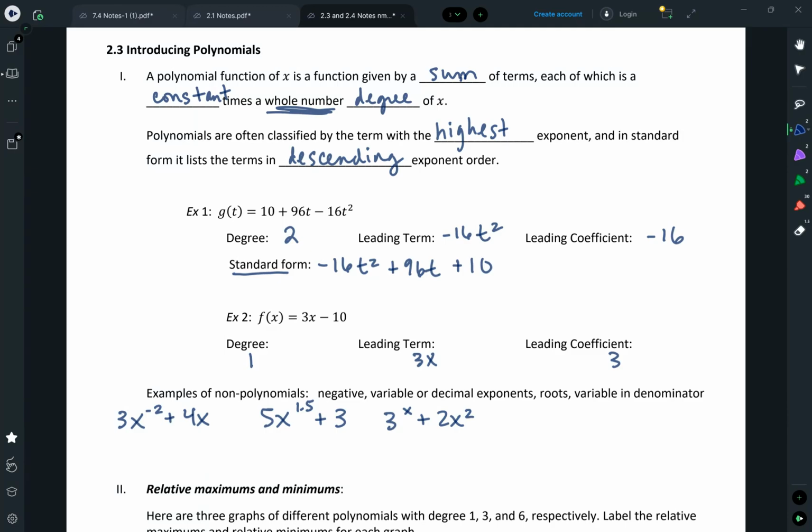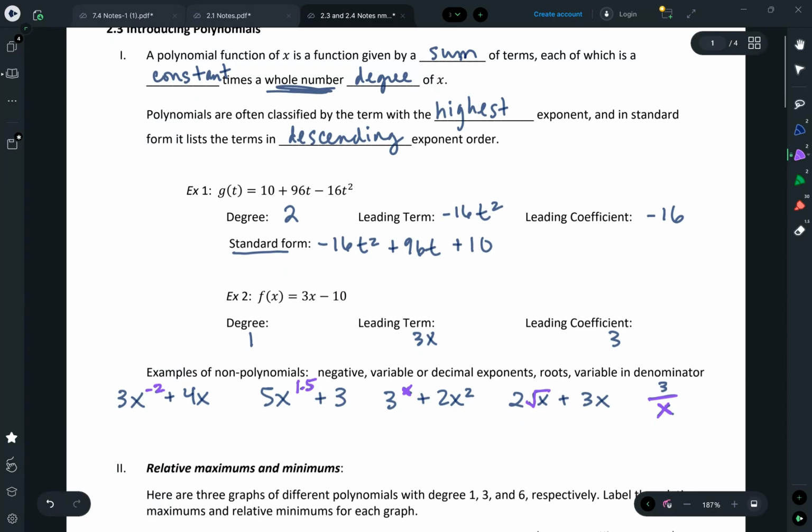Roots are bad. So if I had like 2 times the square root of x plus 3x, that would not be a polynomial because of the square root. Variable in the denominator. So it would be like a 3 with an x in the denominator. That would be bad. So let's go through and just highlight all these. Like this one's a problem here. The 1.5 power is a problem. The x as an exponent's a problem. The square root's the problem. And x in the denominator is a problem. So we've got a lot of different things that we can't have that make it a polynomial.